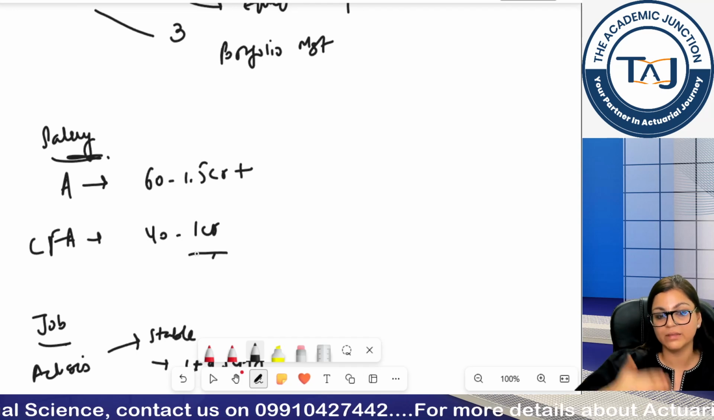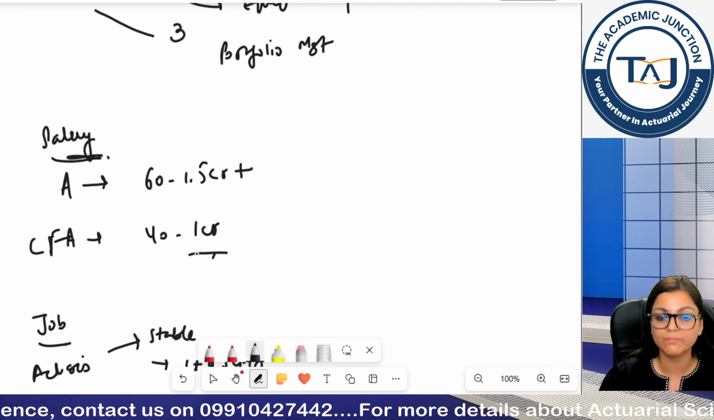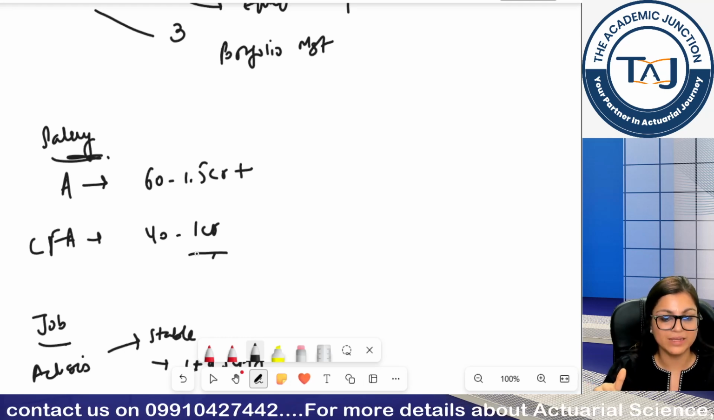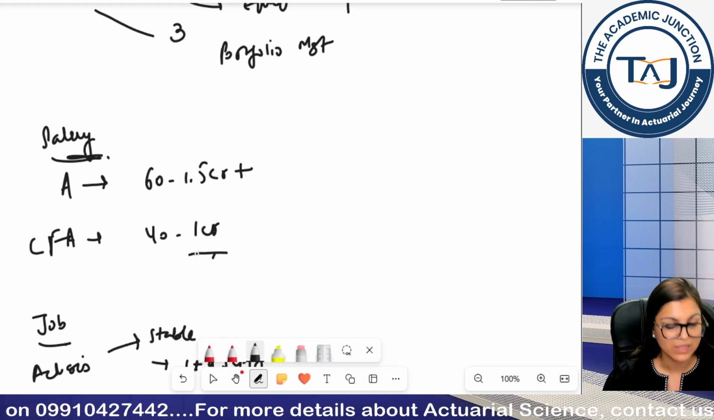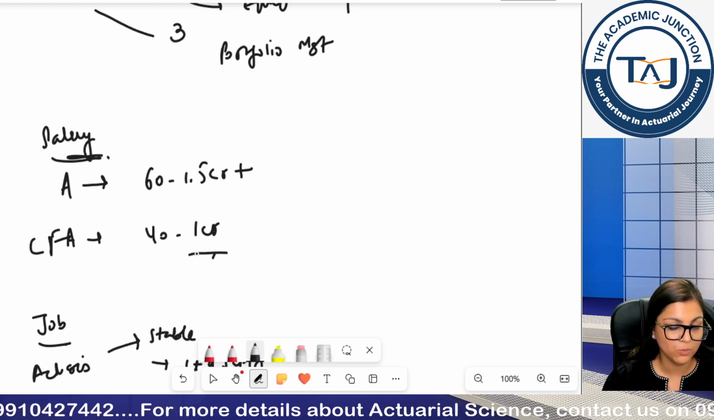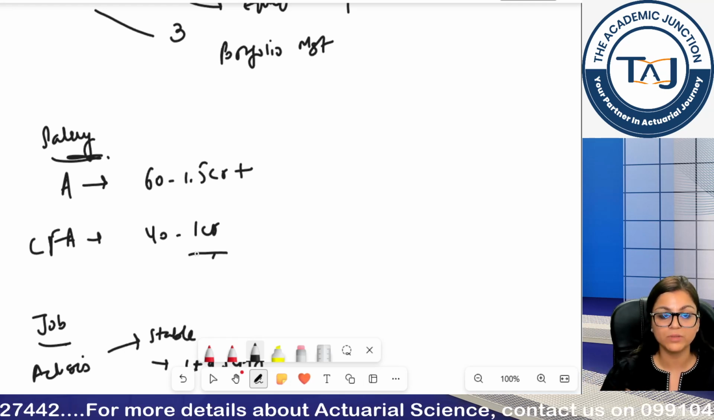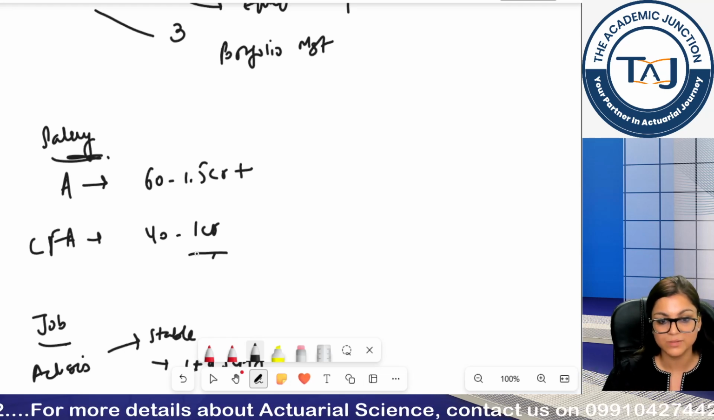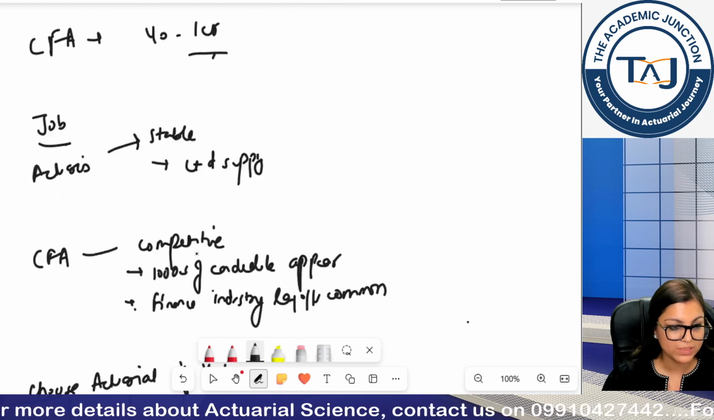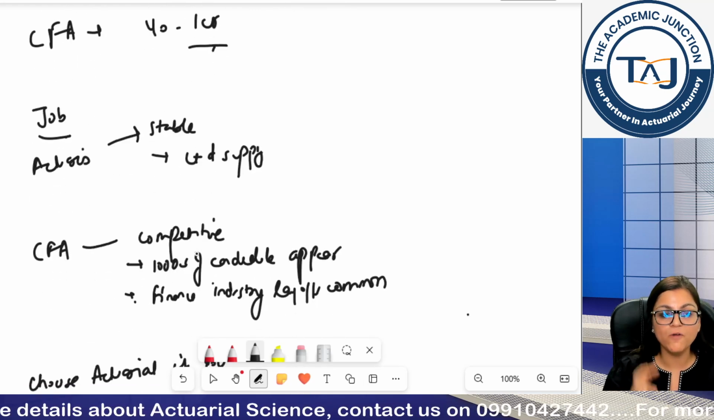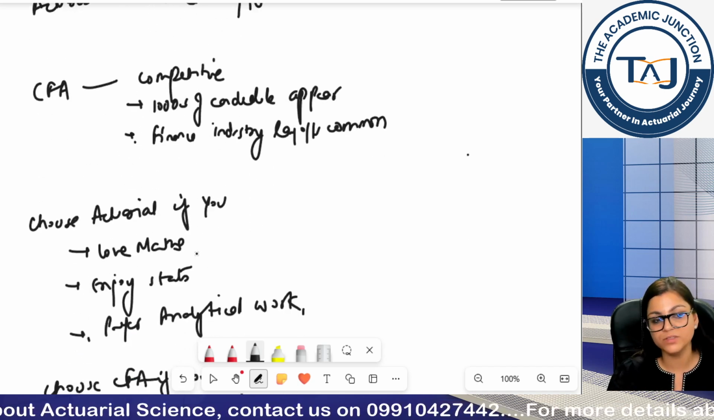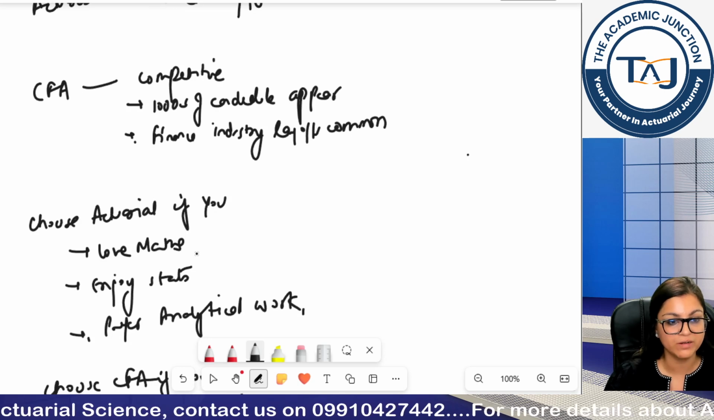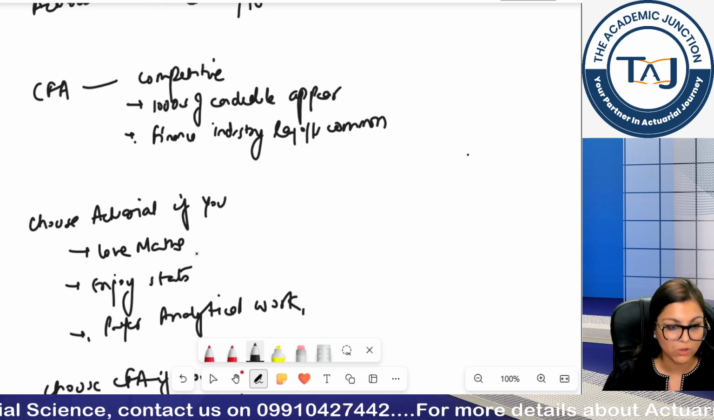If we talk about the salary scale, once you become a full-fledged actuary, your salary can range from 60 lakh to as high as 1.5 crore, and we have attached a plus sign to it. It can go higher depending on your experience. For CFA the salary range is 40 lakh to 1 crore, and again that depends on the company, your experience, and the multiple roles you have been assigned. The job profile of actuaries is currently very stable because of limited supply, but CFA is very competitive because thousands of candidates appear, and finance industry layoffs are very common nowadays.